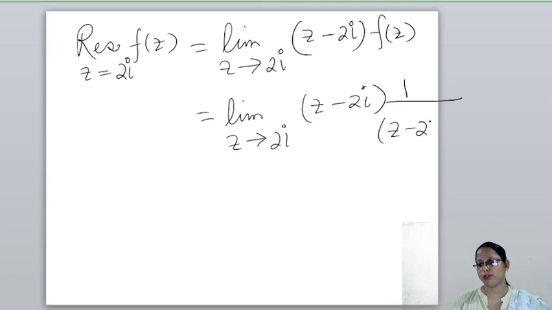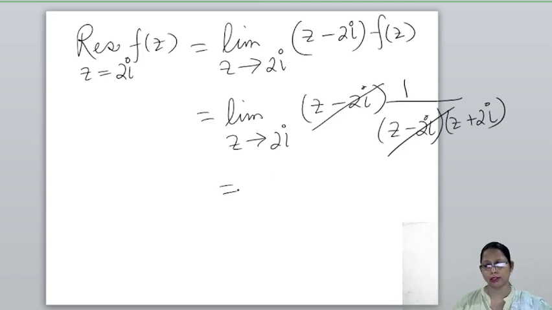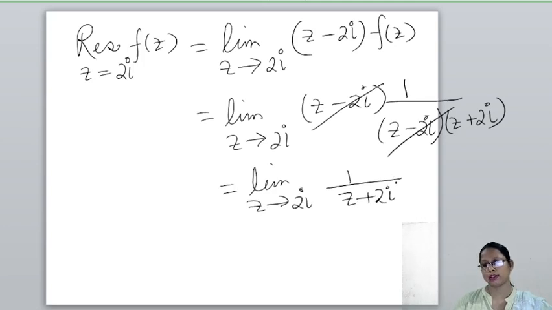(z − 2i)(z + 2i). So this factor cancels out. This is the limit as z tends to 2i of 1 by (z + 2i). This is equal to 1 by 4i.